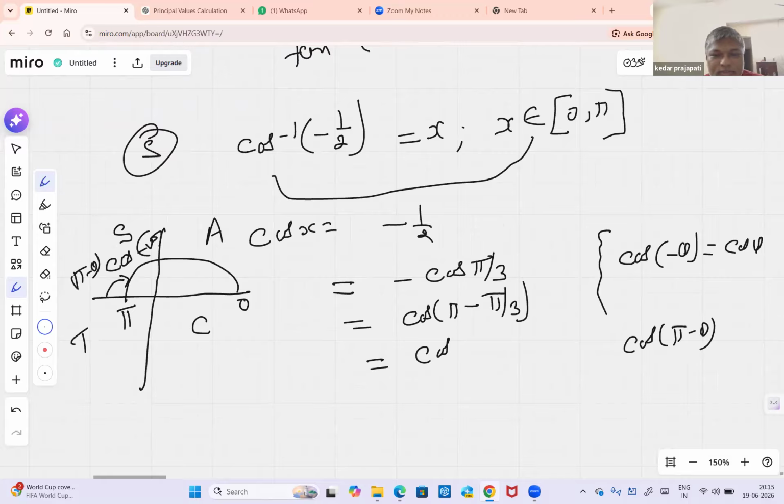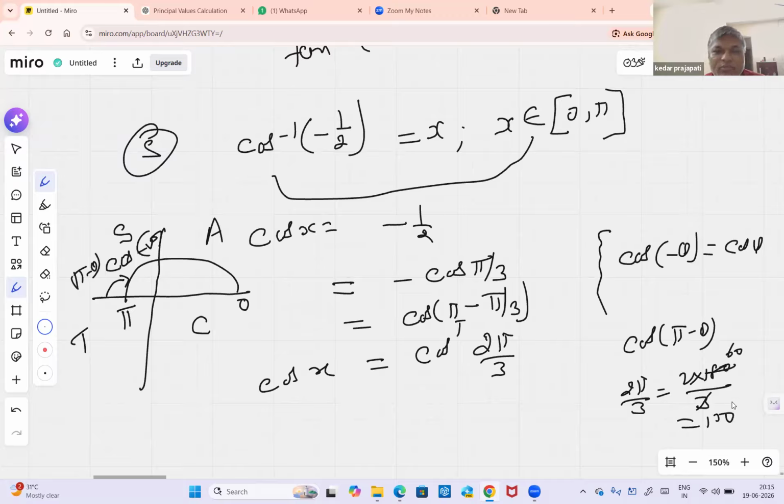So this is 3 pi minus pi, 2 pi by 3. But in the exam, don't just write the answer, check it. 2 pi by 3 is 2 into 180 by 3, which is 120 degrees. And 120 degrees is between 0 and pi, right? So the value of x is 2 pi by 3. So the value of cos inverse minus half is 2 pi by 3.